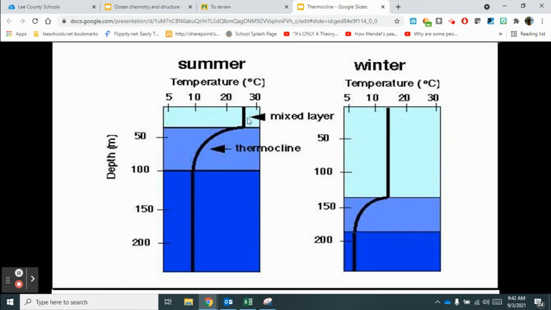You can see in the summer here, the temperature is about 25 degrees Celsius. The thermocline goes down, and then the final temperature is about 10 degrees Celsius. But in the winter, the top layer is a little bit larger because the temperature is cooler, and we have probably about 14 degrees Celsius here. Then it drops rapidly in the thermocline and ends up in the deep water.